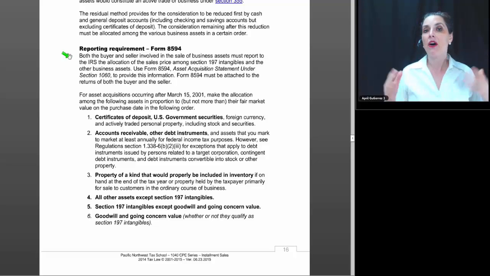So, for example, all of the inventory that is held in that 7-Eleven store is not going to be eligible for the installment method, but the going concern value, the furniture and equipment, and other assets of a nature like that certainly could be eligible for the installment method. So, reporting requirement from Form 8594.